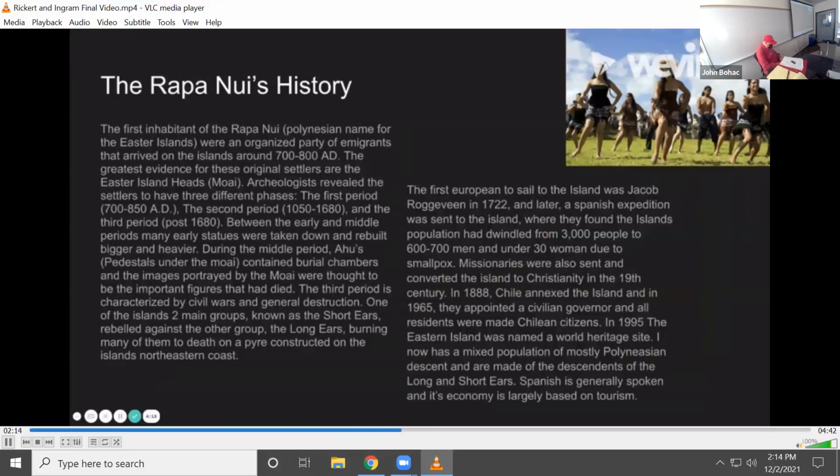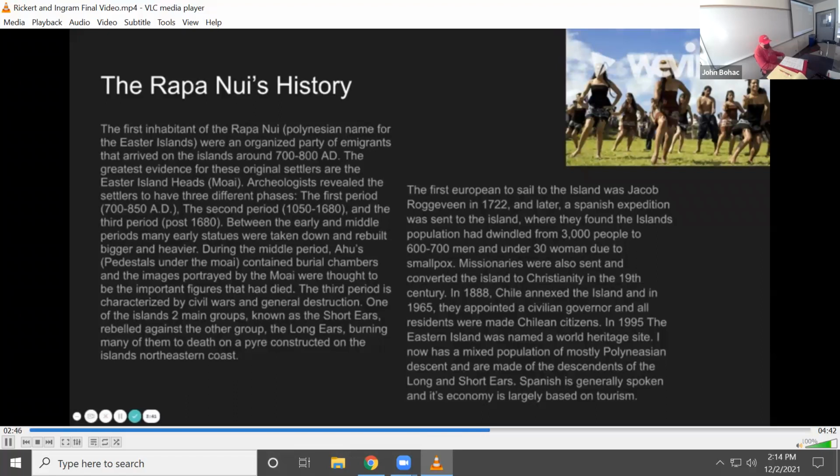Rapa Nui history. The first inhabitants of Rapa Nui, Easter Island, were an organized party of Polynesian immigrants that arrived on the island around 700 to 800 AD. The greatest evidence from these original settlers are the Easter Island heads, the moai. Archaeologists divided the settlement into three phases. The first period, 700 to 850. The second period, 1050 to 1680. And the third period, 1680 onward.